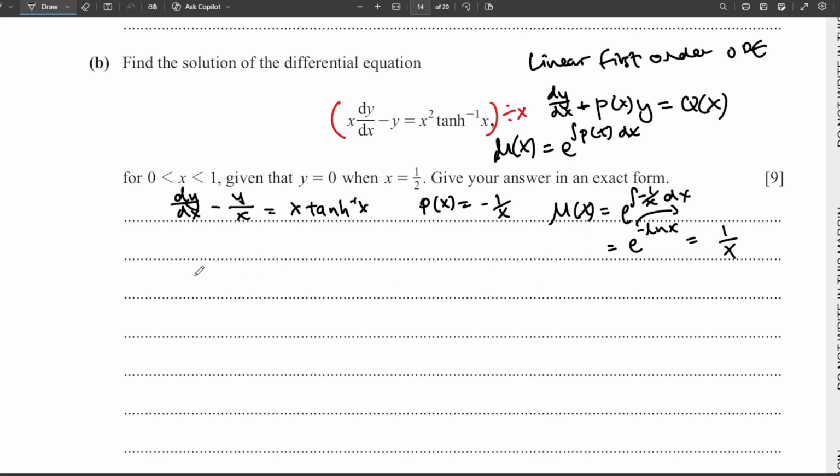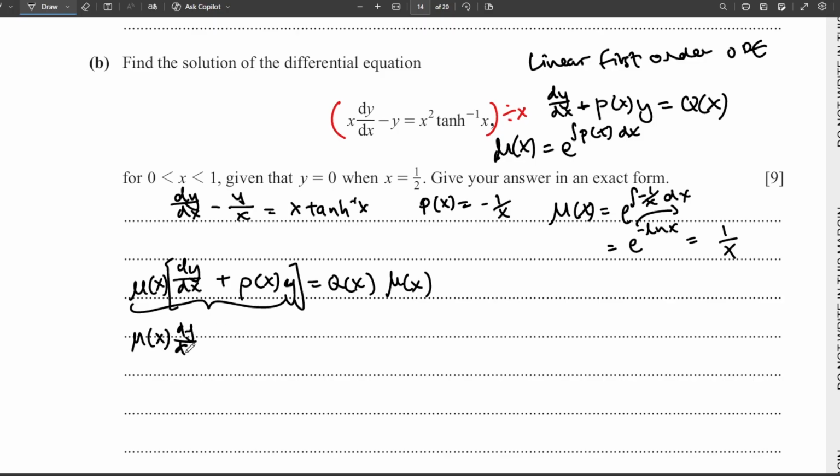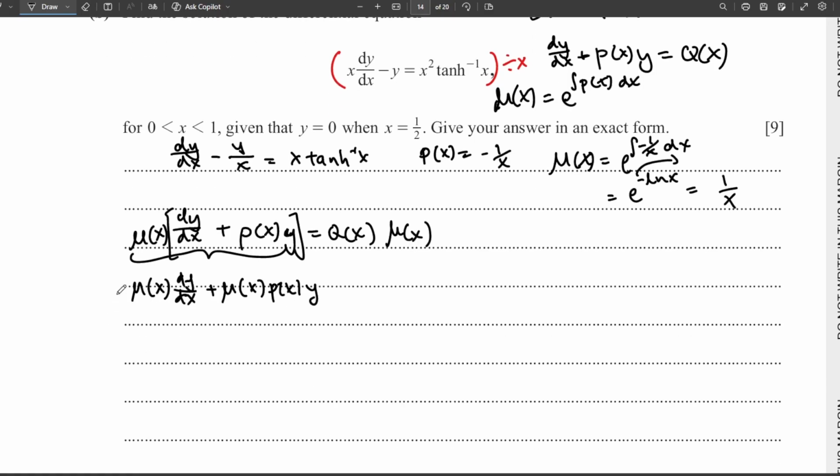So how do we use the integrating factor to solve our linear first order ODE? I'll first rewrite the arbitrary form of the first order ODE again, and we multiply this mu, the integrating factor, on both sides, right? So we have this. If you expand out this bracket, it will look something like mu of x times dy/dx and mu of x p of x times y. And this pattern looks kind of familiar, which is the product rule.